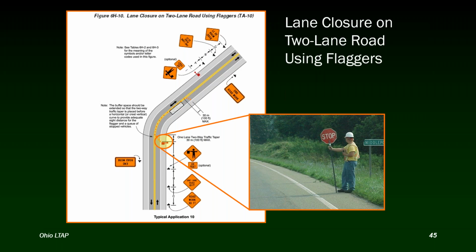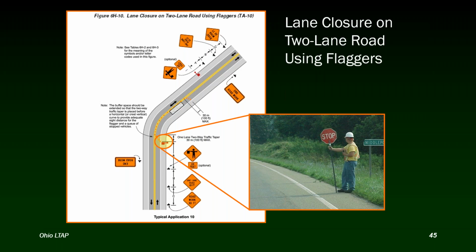The standard signage package includes a road work ahead sign followed by a 1-lane road ahead and then the flagger symbol sign. And yes, we use the flagger symbol sign and not the sign that says flagger ahead. If you still have the sign that says flagger ahead, we want you to retire that sign and get the flagger symbol sign.